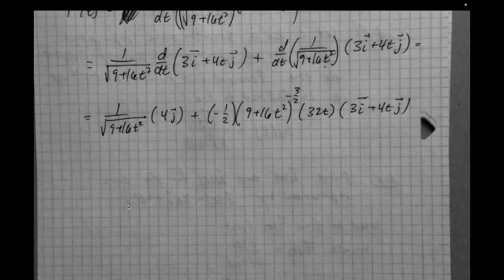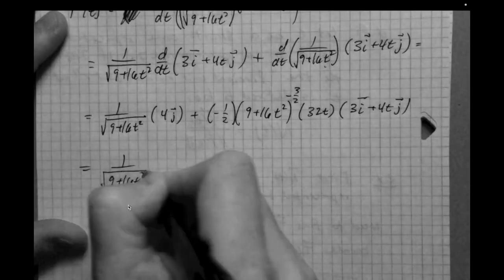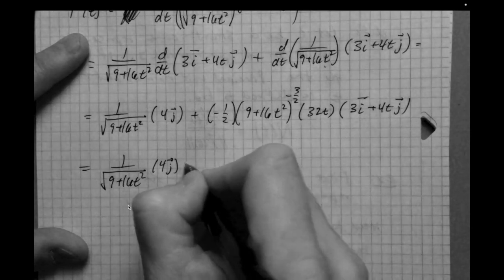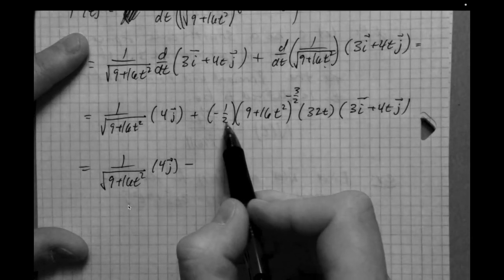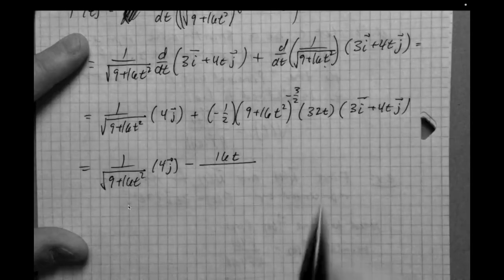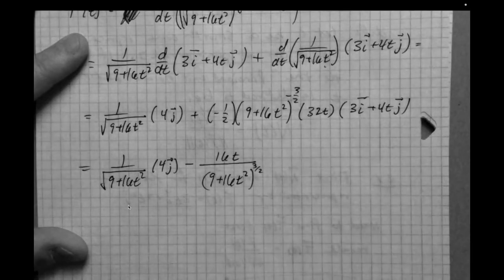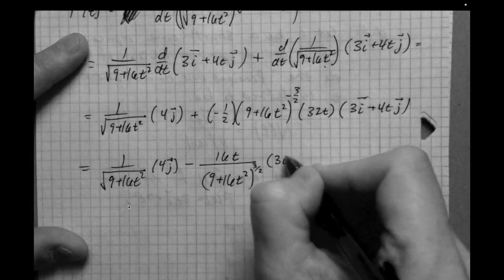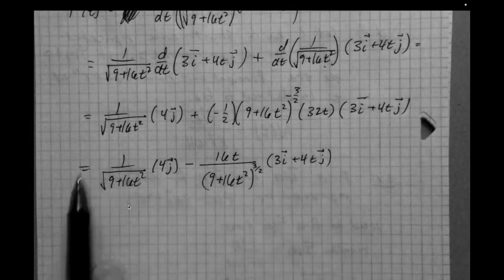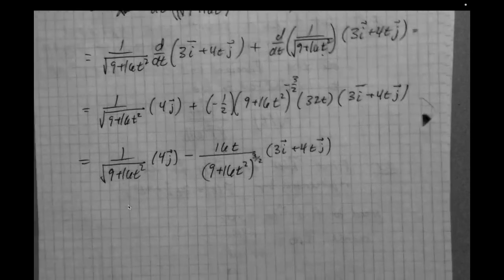And let's go ahead and clean this up a little bit. So we get 1 over the square root of 9 plus 16t squared up front, and we'll just leave the 4j next to it. And then I'm going to write minus. The 32 and the negative 1/2 will cancel, and we'll just have a 16t up top. And I'm going to bring this all down into the denominator: 9 plus 16t squared, to the 3/2 power. All times this 3i plus 4tj. Okay, so basically, we've got all the derivatives worked out. Now we just need to consolidate and clean this up.